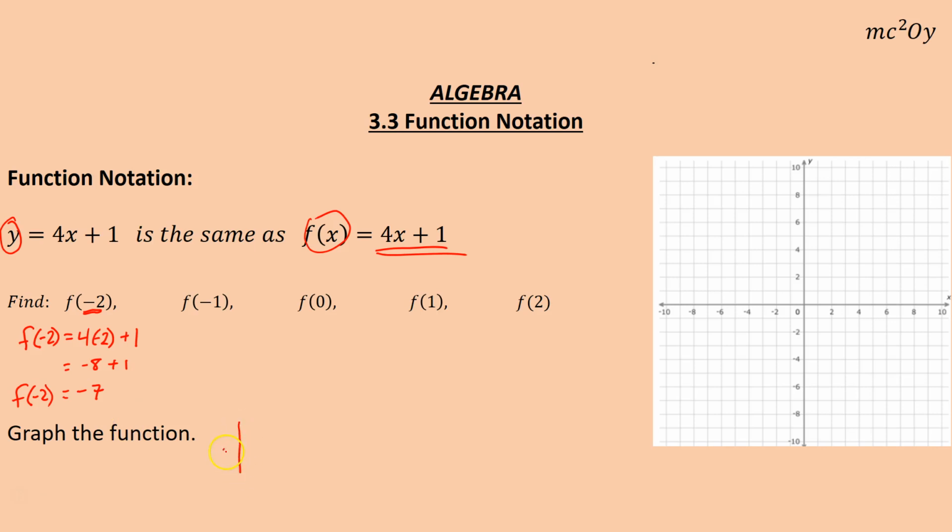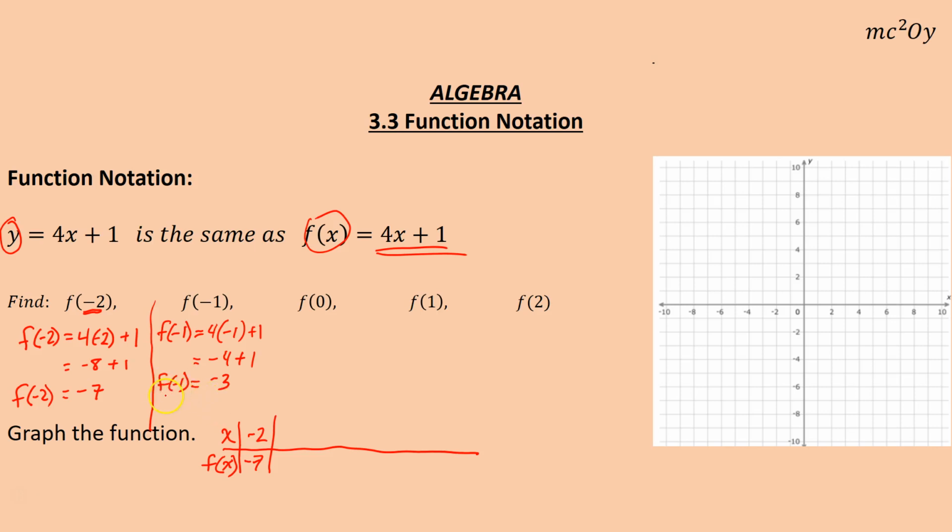And I'm going to put an xy table over here, x, and actually we'll call it not y but f of x. Okay, my input was negative 2, my output was negative 7. So it easily lets me show what my input and my output is. So if I do that same thing, but now with an input of negative 1, I'll have f of negative 1 is equal to 4 times negative 1 plus 1. That is negative 4 plus 1, or negative 3. So f of negative 1 equals negative 3.